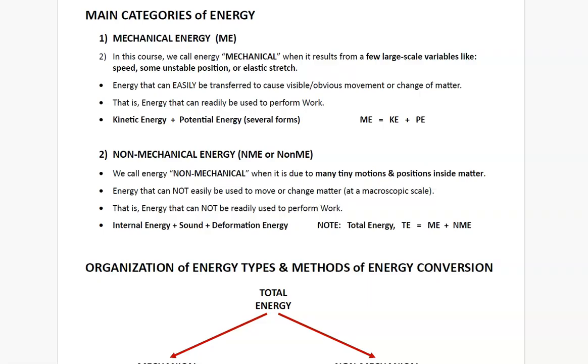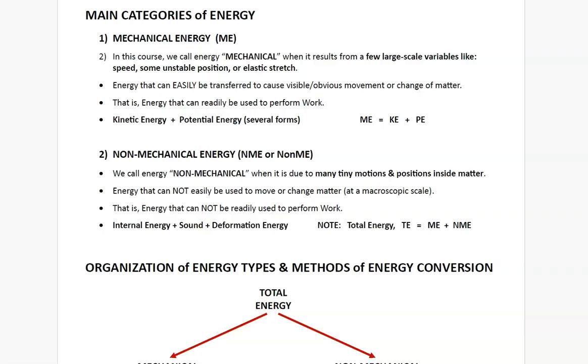So in this course, we'll define mechanical energy in a certain way, but you'll find that it's defined in a variety of different ways. So we'll think of it as the type of energy or energies based on just a handful of large scale variables. What do I mean by large scale variables? Things you can look at and measure very easily, like the speed of an object, or its position, how high above the ground it is, or how much it's been stretched or compressed, etc.